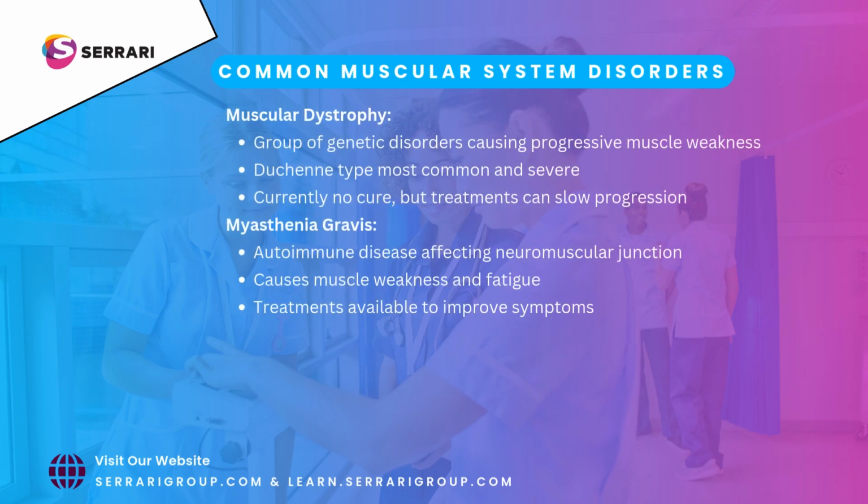Muscular dystrophy. Group of genetic disorders causing progressive muscle weakness. Duchenne type, most common and severe. Currently no cure, but treatments can slow progression. Myasthenia gravis. Autoimmune disease affecting neuromuscular junction. Causes muscle weakness and fatigue. Treatments available to improve symptoms.